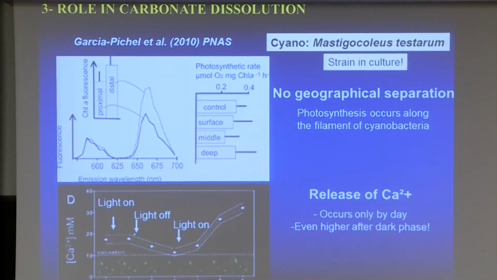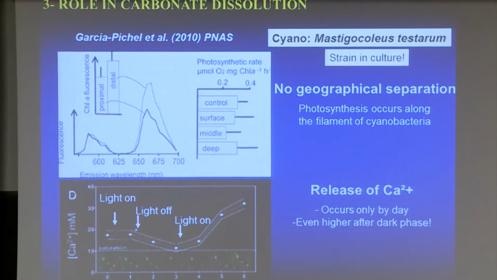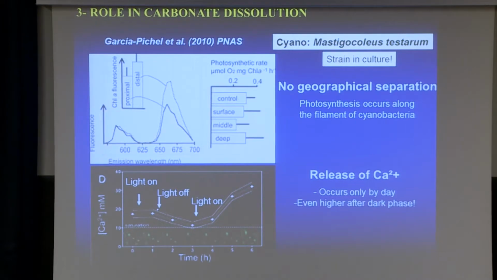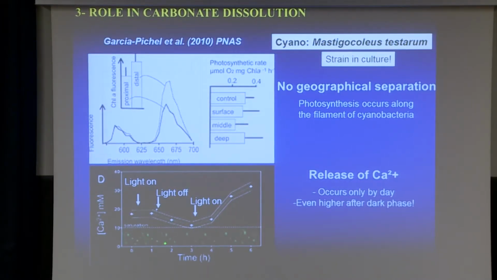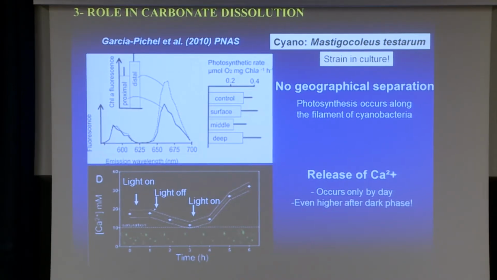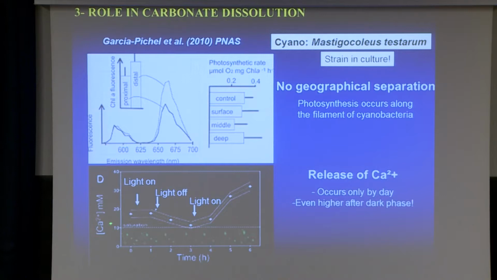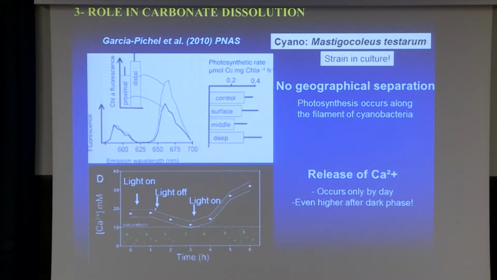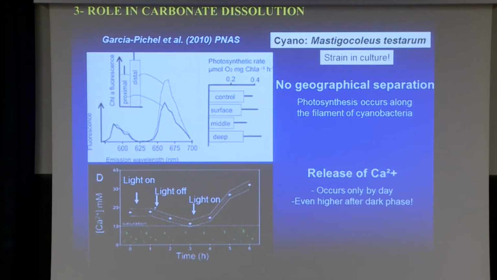Then, to show that it's related to calcium pumps, they measured the release of calcium in the medium. Here is the substrate, and the green are the filaments of the cyanobacterium Mastigocoleus. When the lights were on, there was release of calcium in the medium, and when they were turned off, it took 2 hours to stop the process. And then when they turned the lights on again, the calcium release took place again and was even higher than before the dark phase.